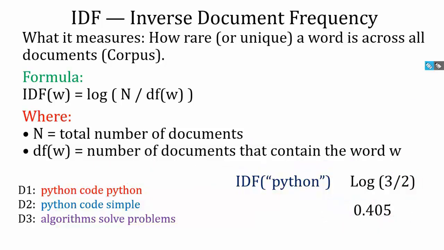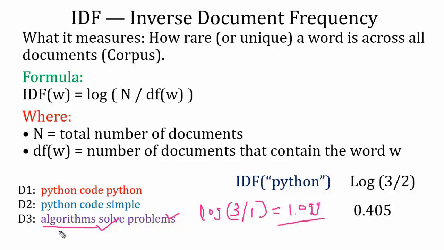Now let's calculate for this particular word, algorithms. It appears only in document 3, right? So IDF of algorithms is log of total number of documents, 3 in our case, divided by number of documents that contain the word algorithms, only one. So 3 divided by 1, log of that is equal to 1.099. This is the IDF value for this particular word, algorithms. Hope all of you are clear with how to calculate IDF.